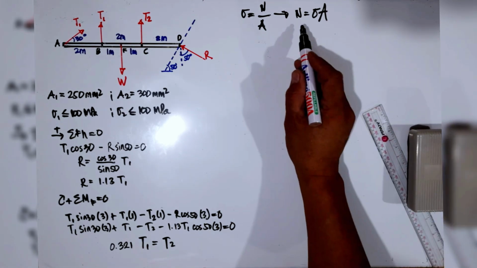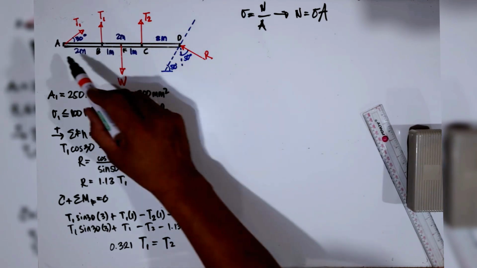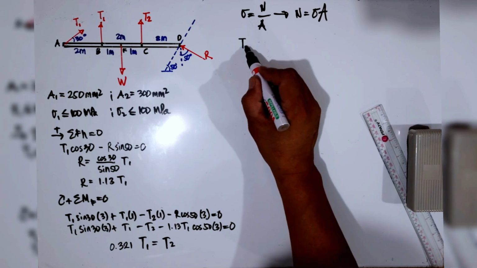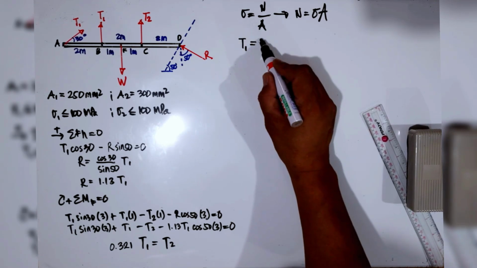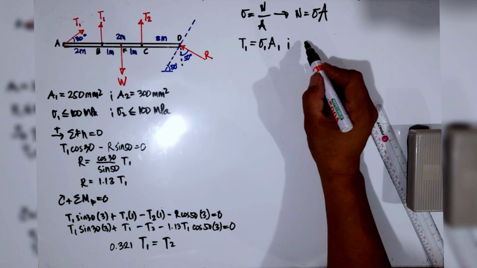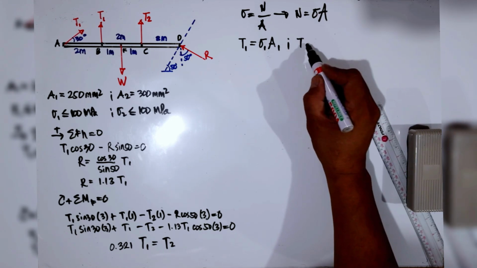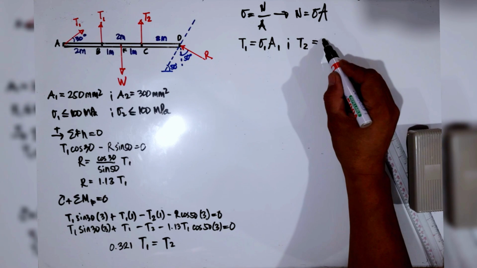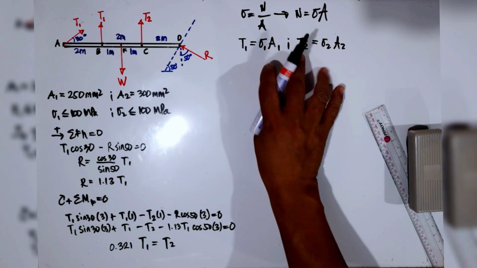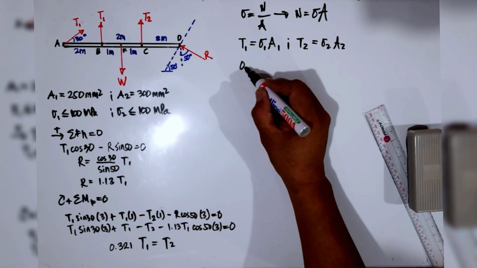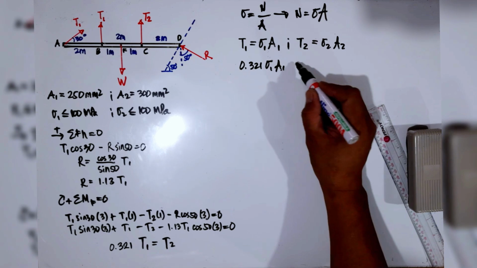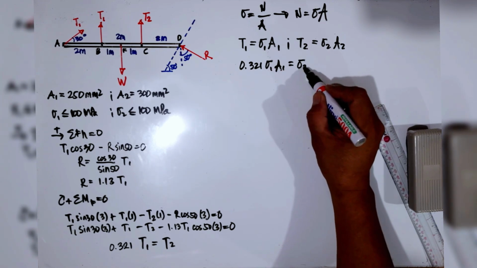Then going back here, for cable AB, our normal force will be the tension T sub 1 equals sigma 1 times area 1. And for cable at point C, normal force is T sub 2 equals sigma 2 times area 2. We substitute this here, we get 0.321 T sub 1, which is this one, equals T sub 2, which is this.